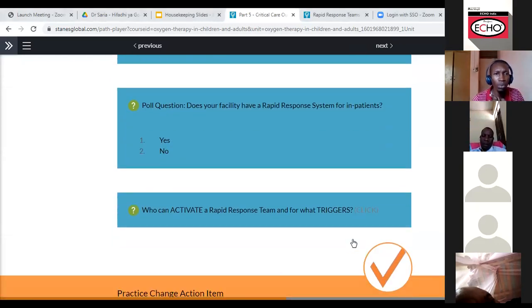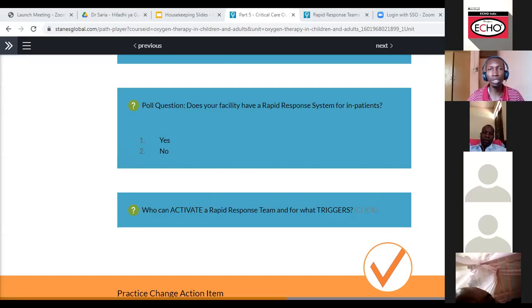And there's a question: who can activate a rapid response team and for what trigger? So here we have the team special. The question is, what does this team get activated from? And whoever is going to activate or call this team, what will be the trigger? Ni kitu gani au vitu gani vile ambavyo ataviona vinahatarisha akaita team. So, triggers.